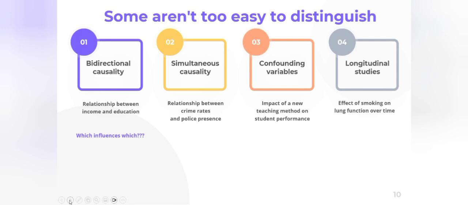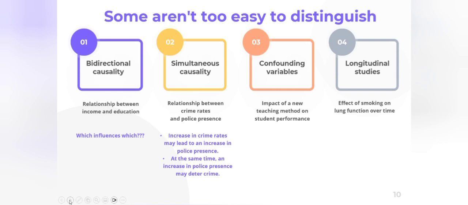The second situation is simultaneous causality. This is similar to the first one, but here the two variables influence each other at the same time. The example I have here is the relationship between crime rates and police presence. An increase in crime rates may lead to an increase in police presence, but at the same time, an increase in police presence may deter crime. So it's going to be difficult to determine which will have the influence on the other one.